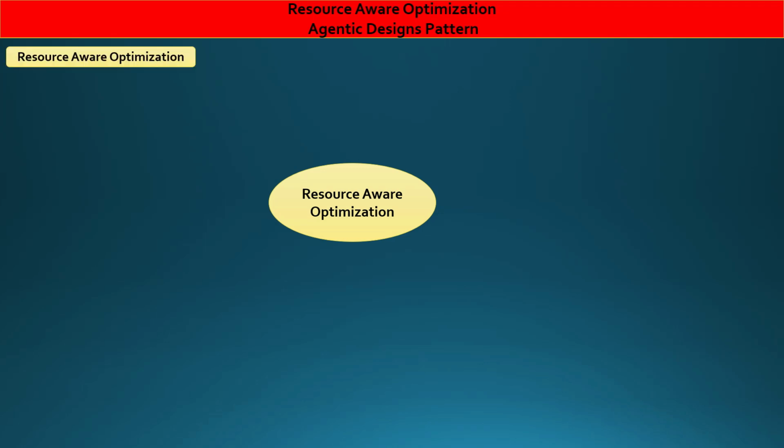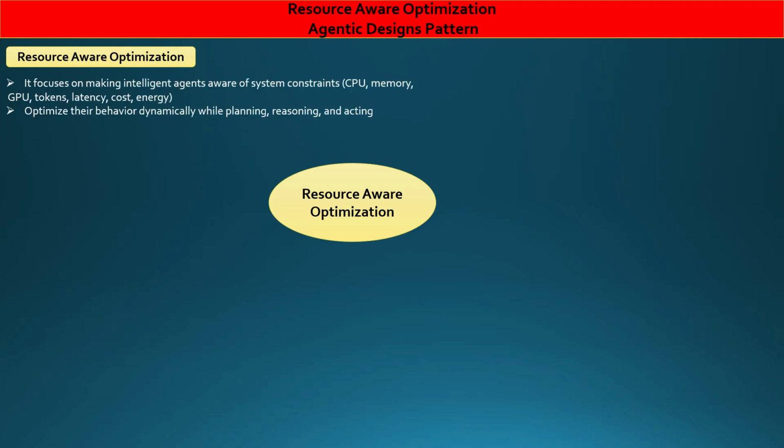So, what is it? Resource aware optimization is an agentic design pattern where an intelligent agent explicitly reasons about the system constraints such as CPU, memory, GPU, tokens, latency, cost, and energy, and adapts its decisions dynamically while planning, reasoning, and acting. So, in short, the agent optimizes how it works, not just the reasoning. And why this pattern exists.